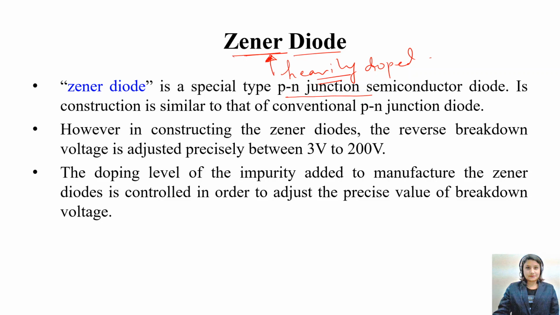Okay, so this is a special type of PN junction semiconductor diode in which the semiconductors are heavily doped, right? And what is the speciality? The speciality of the Zener diode is that its reverse breakdown voltage we can adjust between 3 volts to 200 volts. So that means my Zener will not get damaged till 200 volts.